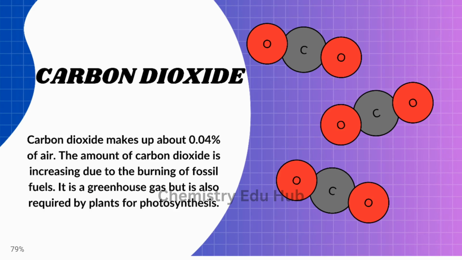The next most important component of air is carbon dioxide. It exists in the form of CO2, carbon and oxygen in the ratio of 1:2. It makes up 0.04% of air.